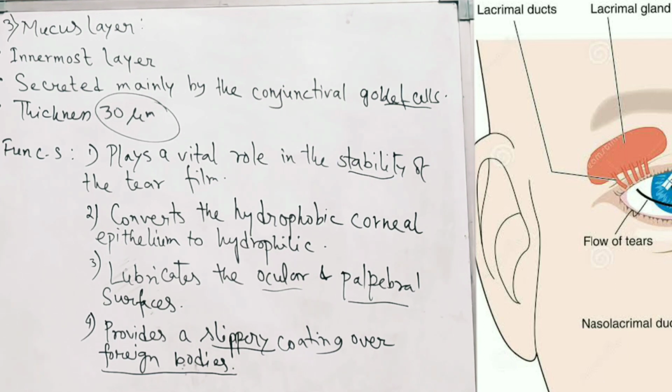Next, the image of the layers shows how the lipid, aqueous and mucous layers are arranged to form the tear film over the surface of the eye. So in the diagram we can see the layers properly, and the diagram is also useful for drawing purposes. You people should practice the diagram so that you can write it during the examination.